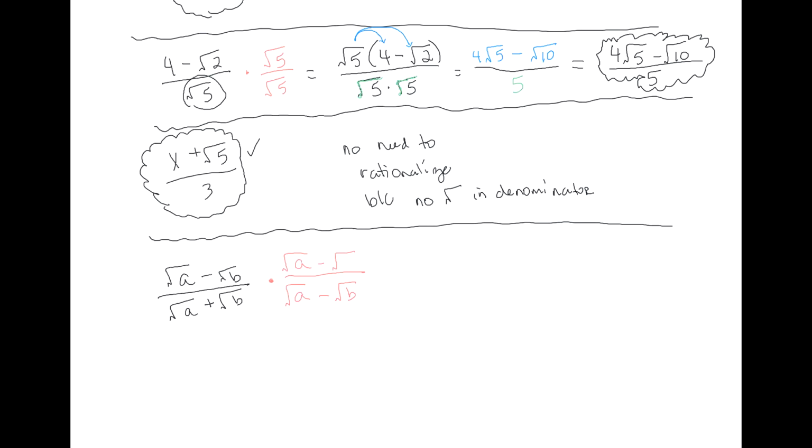I'm just going to take my time and do it real slowly because everyone's going to have square roots all over the place. On the top, I have square root of A minus square root of B times square root of A minus square root of B. On the bottom, I have square root of A plus square root of B times square root of A minus square root of B.